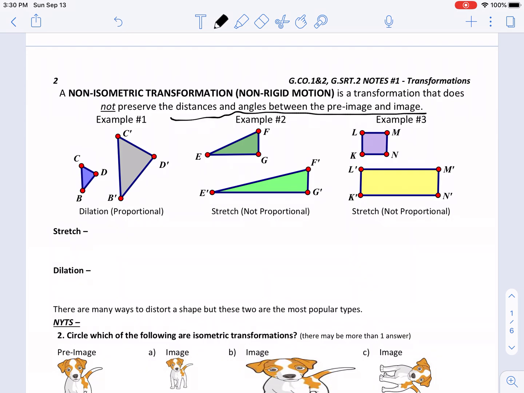So these are the examples we would deal with that do not do that. A dilation, essentially, we can expand the image or shrink the image. However, it does maintain the shape of the image. So it doesn't maintain size, but it does maintain shape. Everything is proportional. What doesn't maintain the shape is when we do a stretch. We can stretch an image and make it bigger, but if we look at these images, in example 3, it doesn't maintain the shape. So those are the two that we can deal with that are non-isometric.